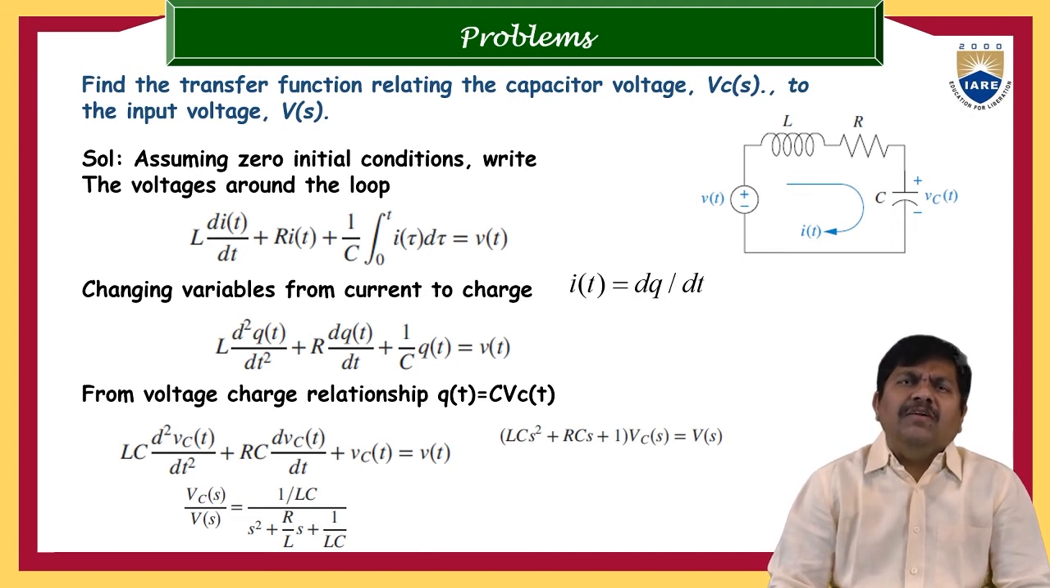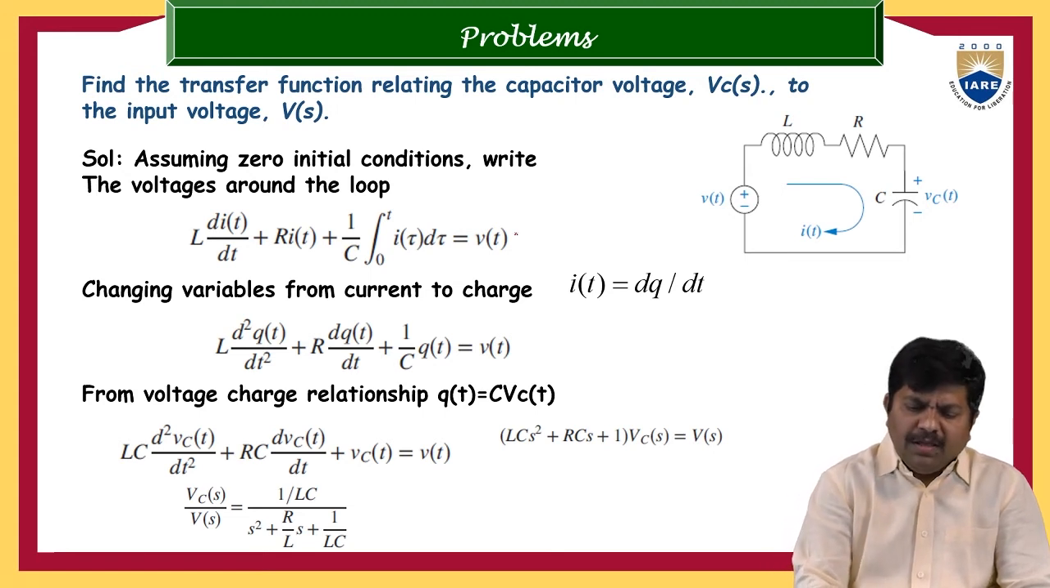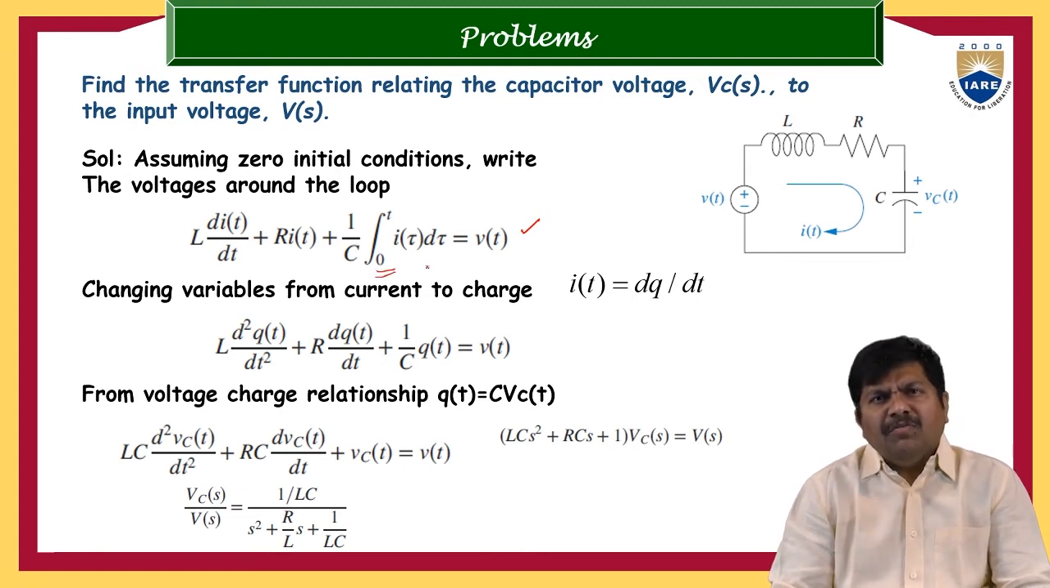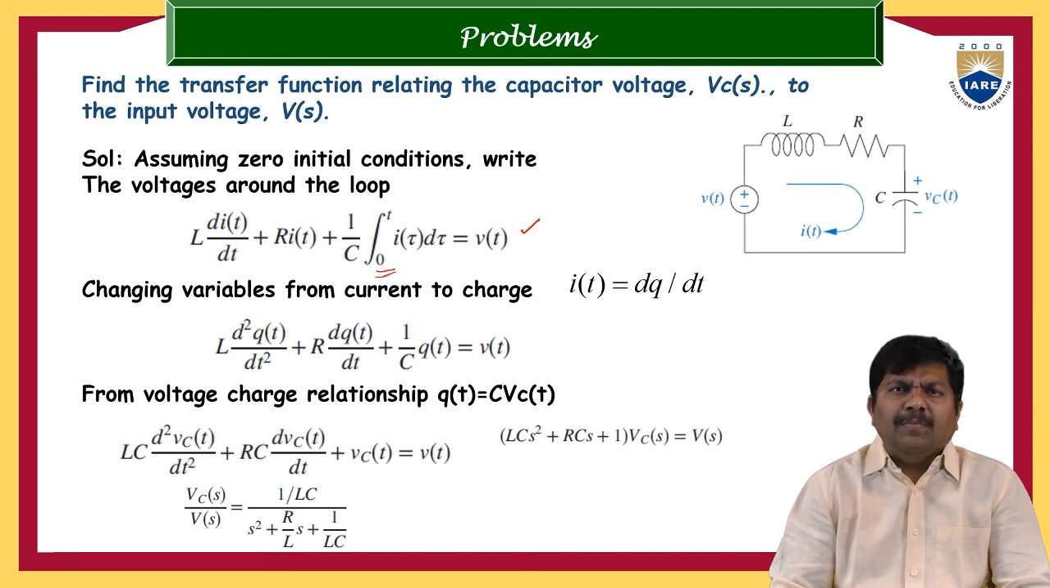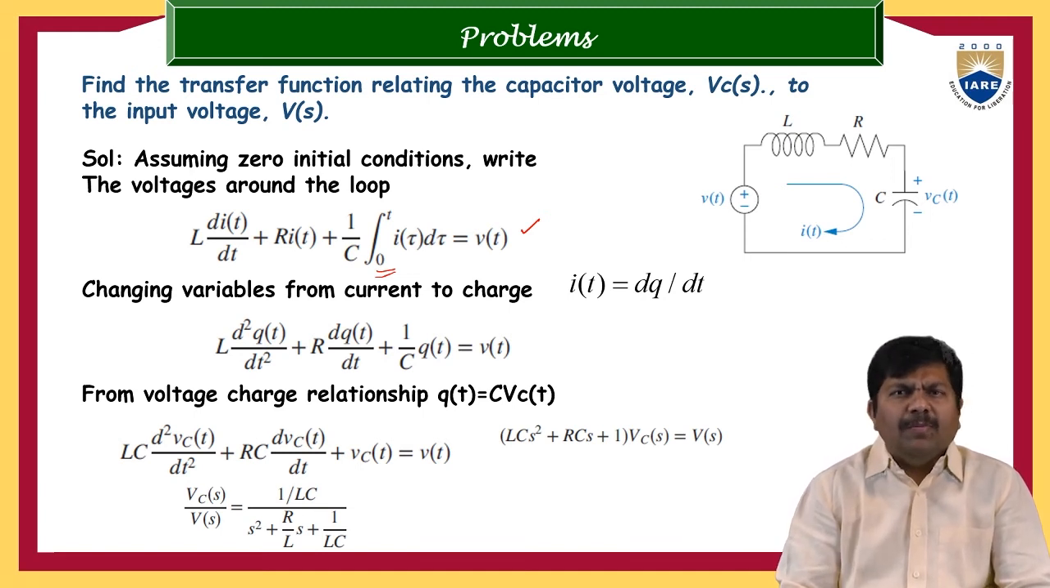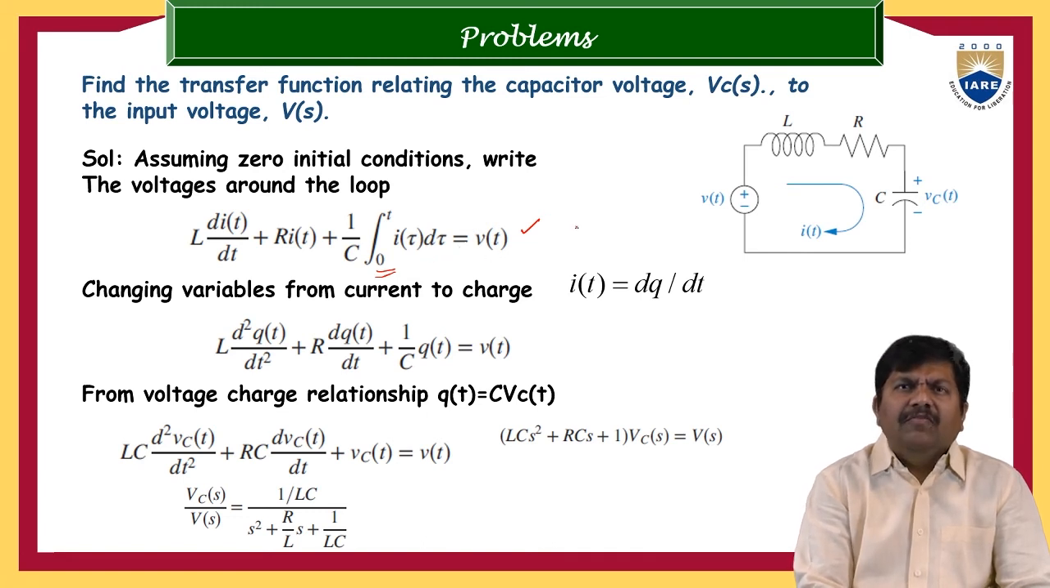Why are we replacing I of t with dq by dt? That is an important point to observe carefully. In this expression, an integrated term is there. Whenever we come across an integrated term and apply the Laplace transform, we get 1 by s. It is not a wrong thing, and we can proceed like that also. After getting the 1 by s, if you take the LCM, nothing will happen. But a simpler way of doing things is to convert everything into a simple differential equation form.